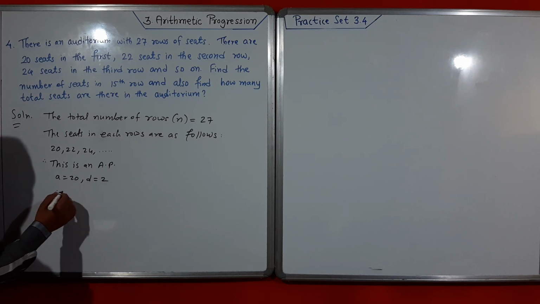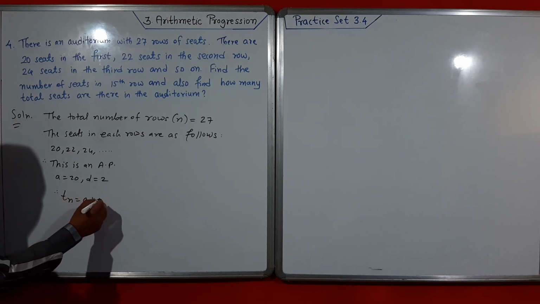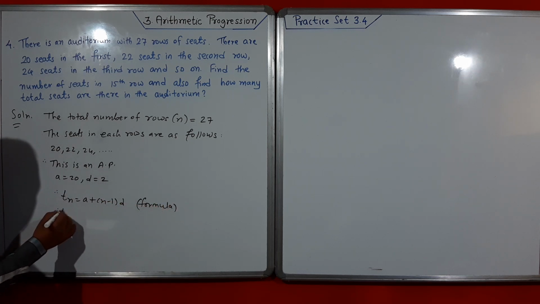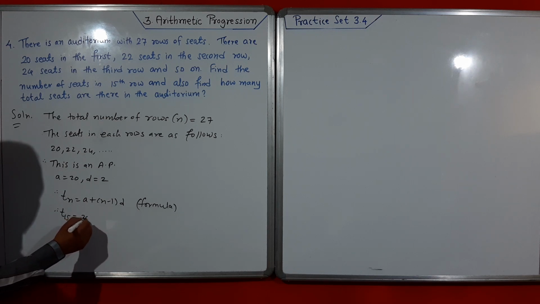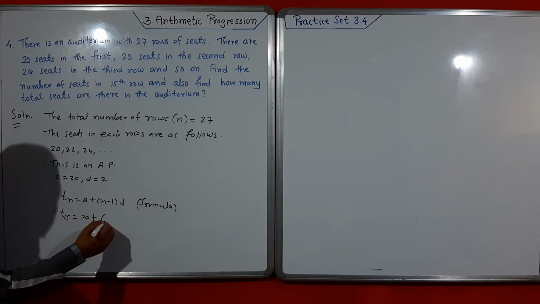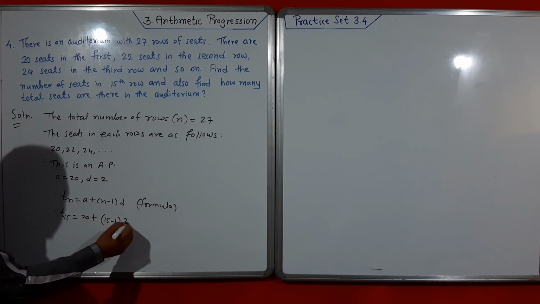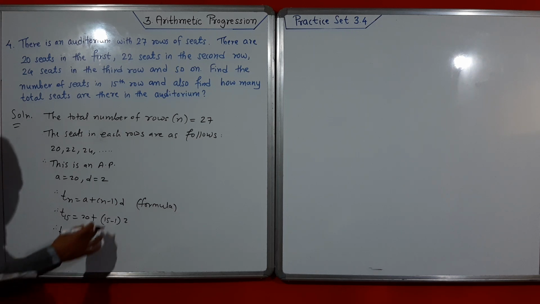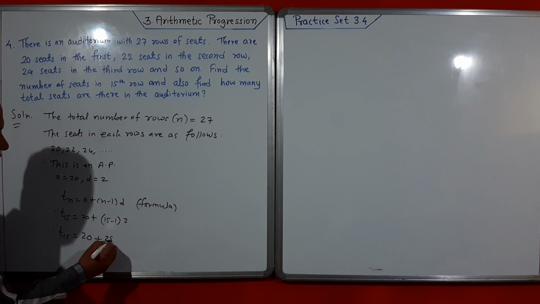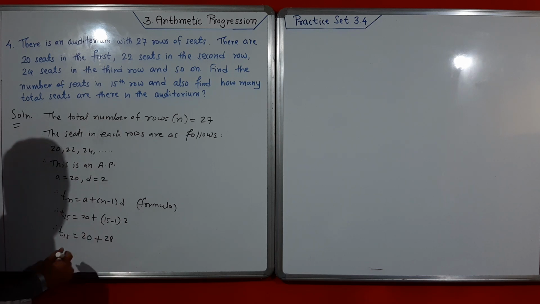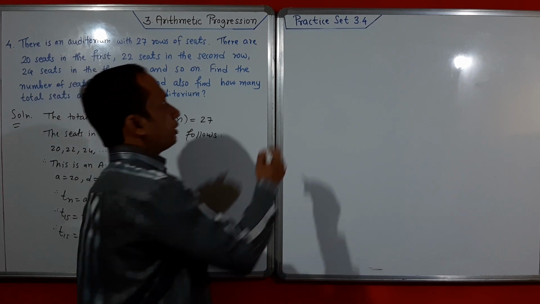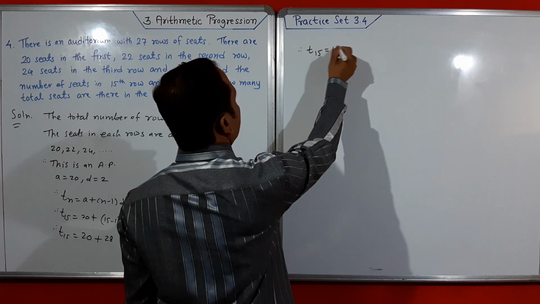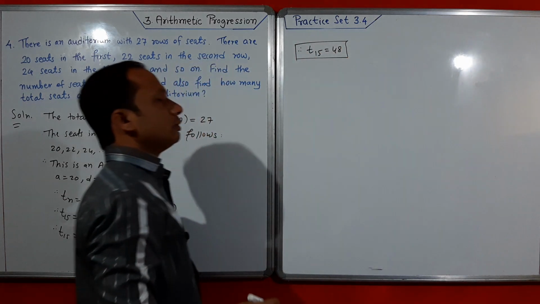Therefore, Tn is equal to a plus (n minus 1) d. This is the formula. So we have to find T15. T15 is equal to a, which is 20, plus (n minus 1), n is 15 minus 1, d is 2. So T15 is equal to 20 plus 14 into 2, which is 28. So 28 and this 20, T15, so it is 48. We got the number of seats in the 15th row.